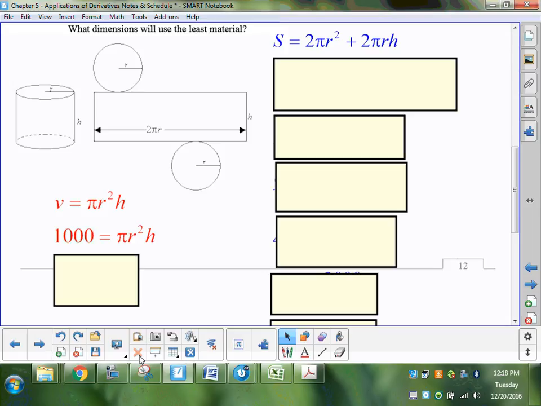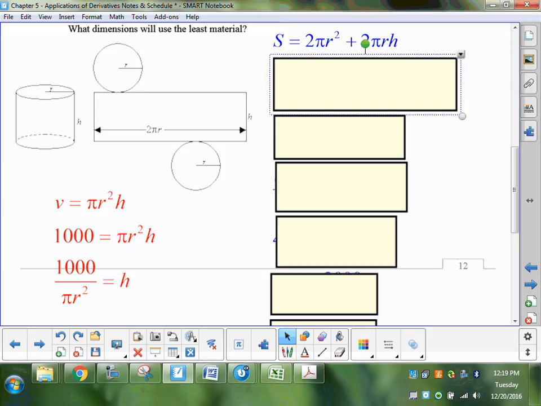Which variable is it easier to solve for? You have to pick one of them to get alone. It's easier because one variable shows up twice, one only shows up once. I want to make the replacement for the one that only shows up once. In this case, it ends up being the easier variable to solve for. What's the easier variable to solve for? H. And how would you solve for h? Divide both sides by pi r squared. So everywhere in this case that I see an h, I replace it with 1,000 over pi r squared.